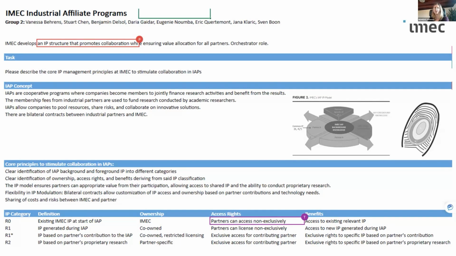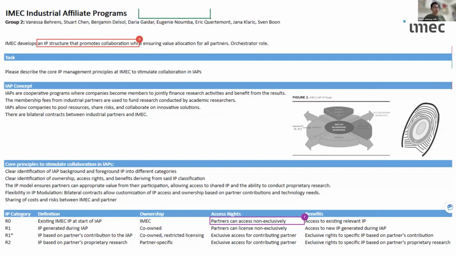And now I'll pass on to discuss the different IP categories to Stuart. I will talk about the different categories based on the above core principles. We can see there are 4 IP categories here. The first column is from the R0, R1, R1 plus, and R2.